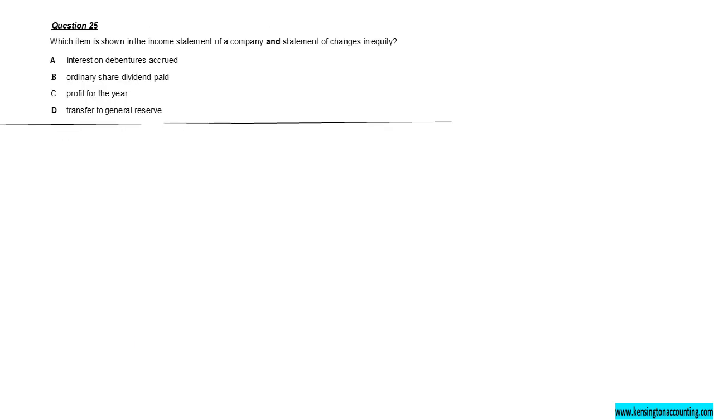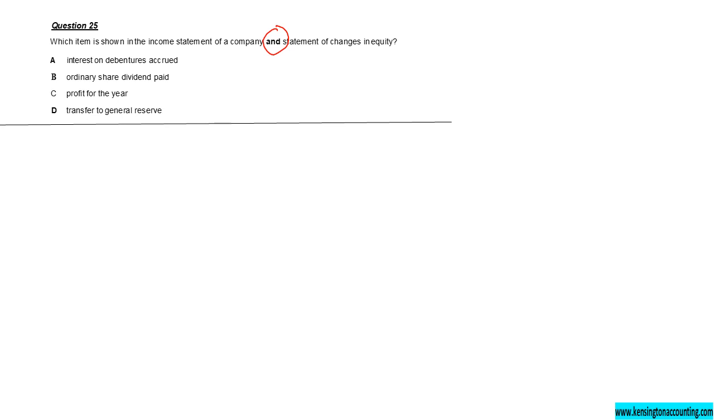Okay, this question deals with a company. So we're talking about which of these items appear both in the income statement and the statement of changes in equity. It says "and". It's very important. The question itself highlights the word "and". Therefore, you just need to be extra careful.